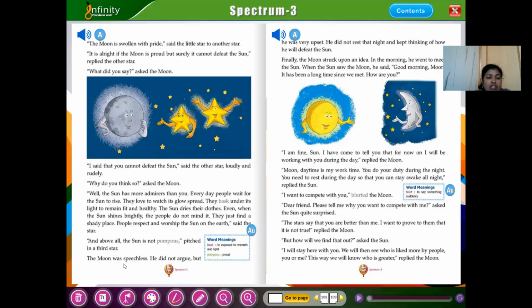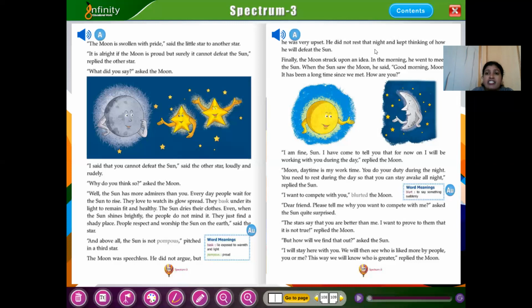The moon was speechless. He did not argue, but he was very upset. He didn't say anything because he did not want to argue. But he was very disappointed, because when the people said that the night sky is very beautiful, he thought the people would admire him. But now the star explained that the people on earth admire the sun more than the moon. The moon became very disappointed, upset and sad.